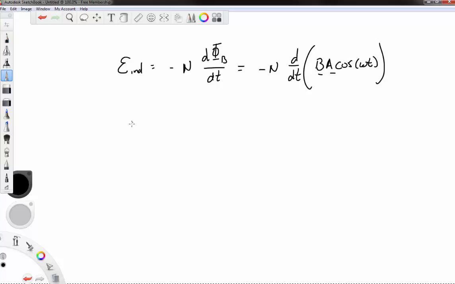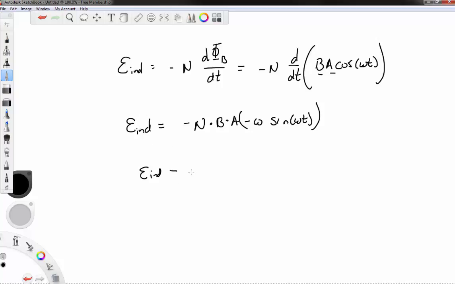And so your induced EMF should be negative N times B times A. Derivative of cosine is negative sine, so you'd get negative omega sine omega t, and so you have two negatives, hence this induced EMF is NBA omega sine of omega t.